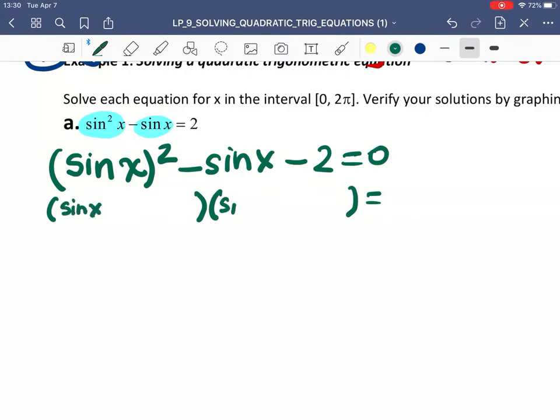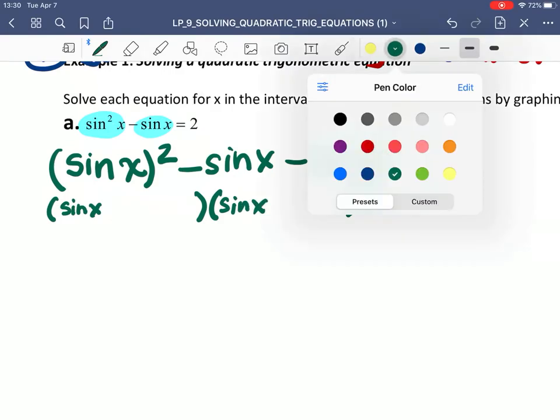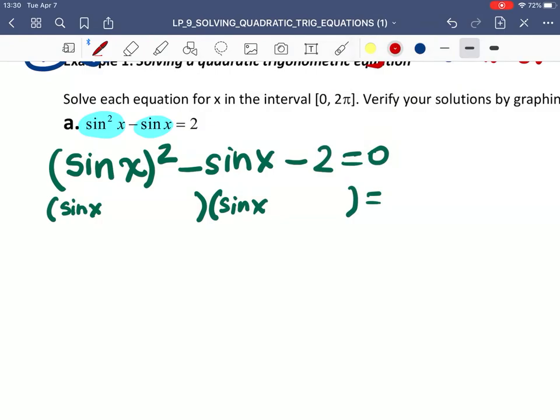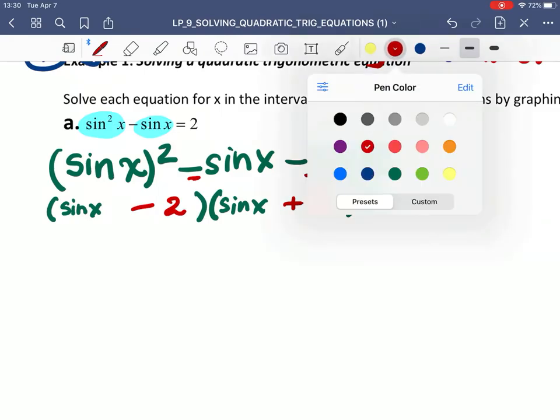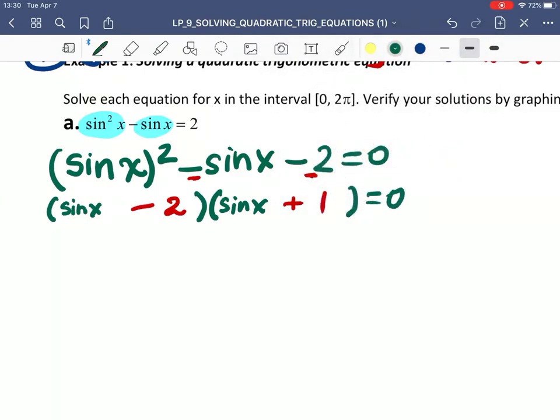So here we go. Sine of x, sine of x. Now I need to find two numbers that multiply to negative 2 and add to negative 1. These two numbers are negative 2 and positive 1. It doesn't matter in which order we put them in there; it's supposed to work no matter what. And here we go: we have sine x minus 2, sine x plus 1 equals 0.